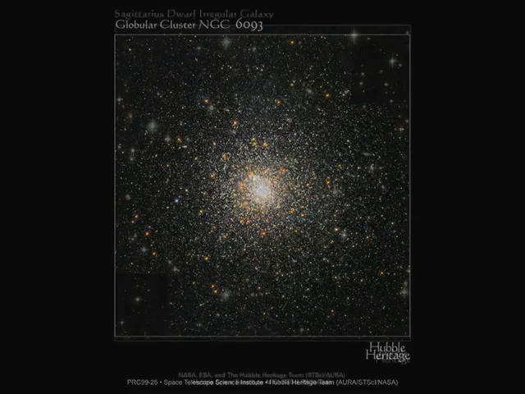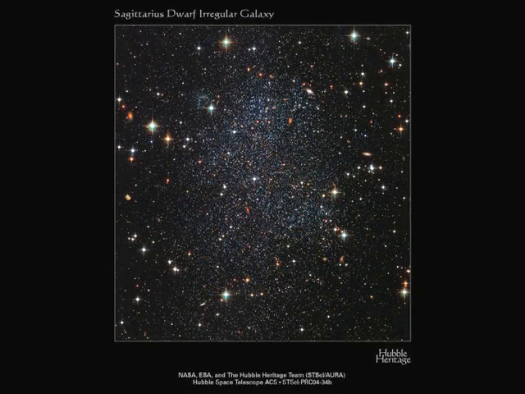The next Hubble Space Telescope image shows a dwarf satellite galaxy. This is the Sagittarius dwarf galaxy, which has actually been accreted by the Milky Way and disrupted. Our galaxy has about 30 of these dwarf satellites orbiting around it. They are often of quite low surface brightness, so they can be quite hard to detect.